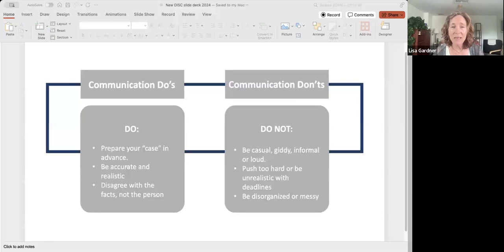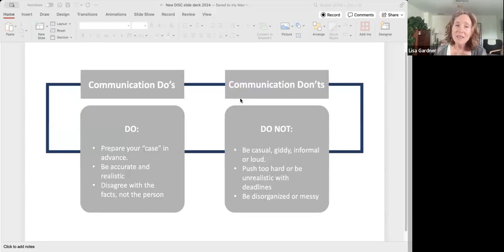When communicating with a high C, one of the things that's important is, similar to the high S's, don't pressure them. They depend a great deal on facts and evidence to back up what they say. So if you want to communicate well with them, prepare what you have to say in advance. Stick to business, be accurate and realistic. If you disagree, disagree with the facts.